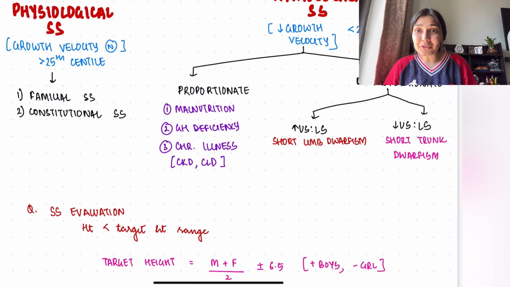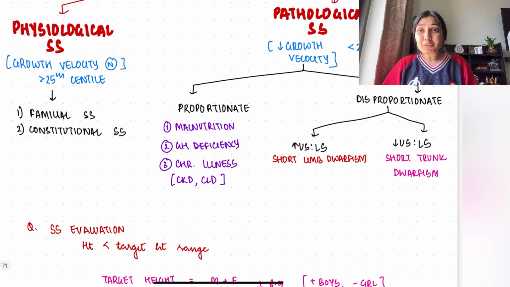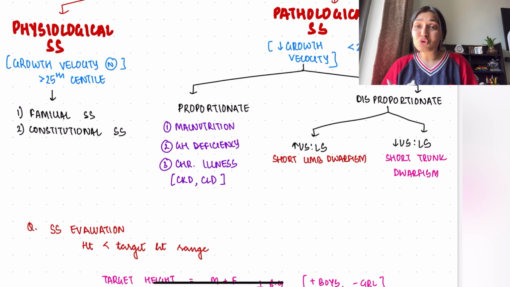How do we calculate upper segment and lower segment ratio? We take the top of the head till the pubic symphysis, that is our upper segment, and subtract it from the entire height, that would be the lower segment, right? So if this upper segment lower segment ratio is increased for that particular age, that means my upper segment is more as compared to my lower segment. That means my trunk is normal, trunk is big, limbs are short. This is short limb dwarfism. On the other hand, if the upper segment is short as compared to the lower segment, it is short trunk dwarfism.